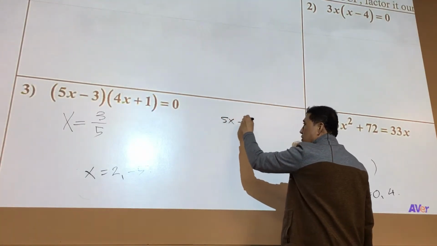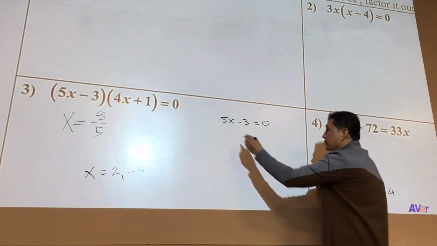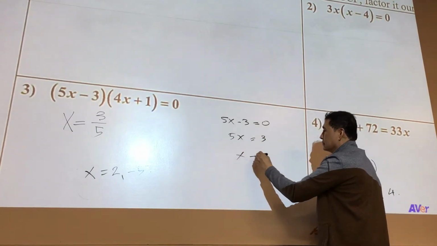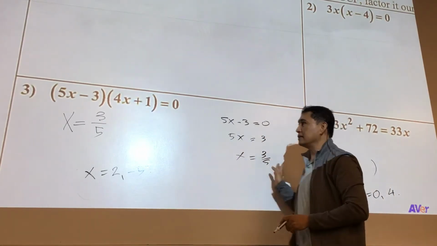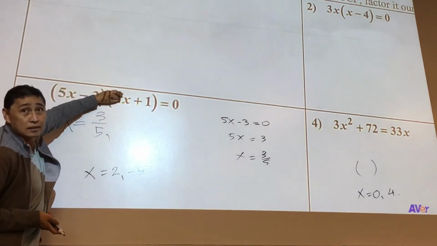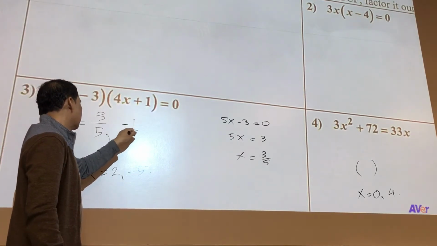Isn't it? This is what we do. Help me. What do we do? Add 3. Add 3. What do we do after that? Divide. Now, tell me which one is faster, this one or that shortcut? Easy. Begin. Negative 1. Done. That's it.